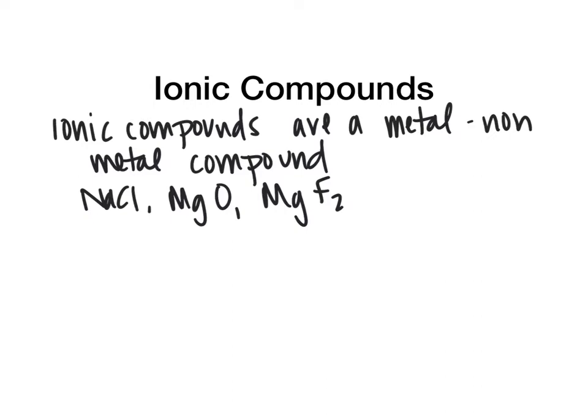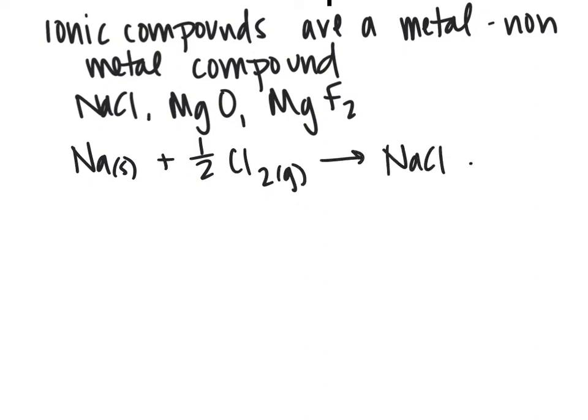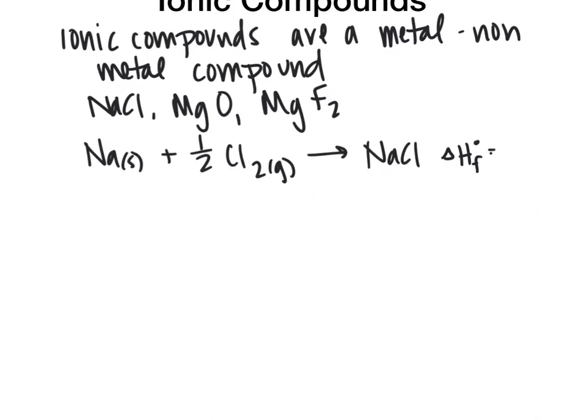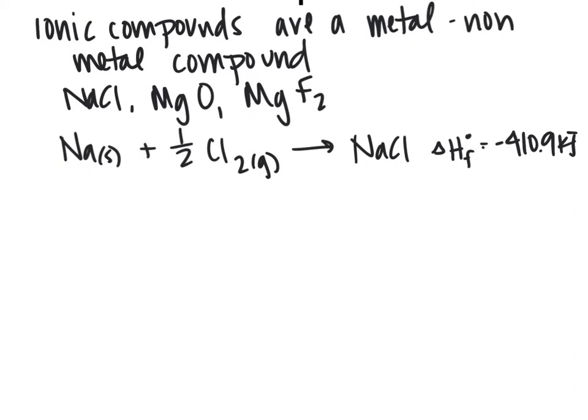So we know if we want to create sodium chloride, we would have sodium solid plus 1/2 of a mole of chlorine gas, and that would give us sodium chloride. The delta H on this reaction, or the heat of formation, is negative 410.9 kilojoules. So in this case, we have these two, and we're going to start to think about whether we can think about this in terms of a reaction. Can we draw structures?